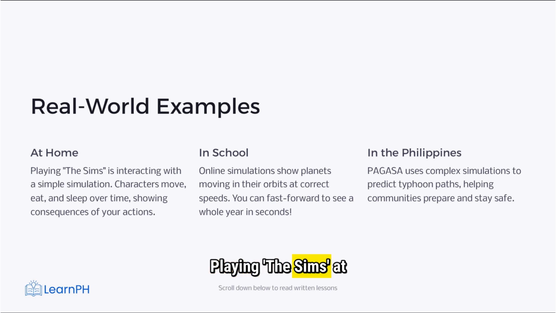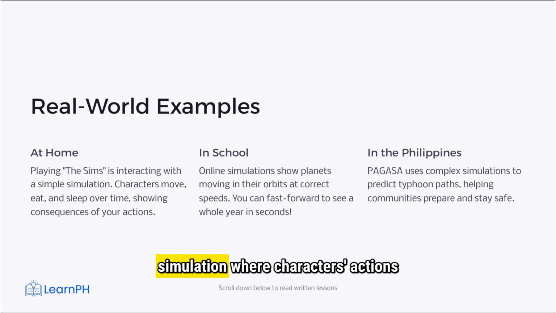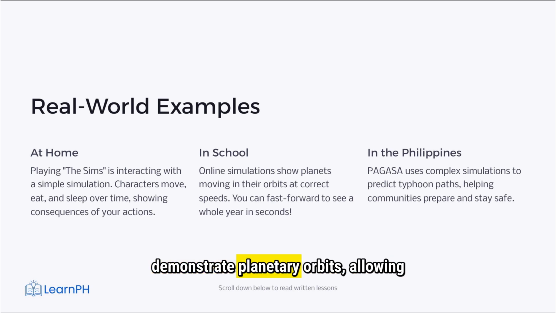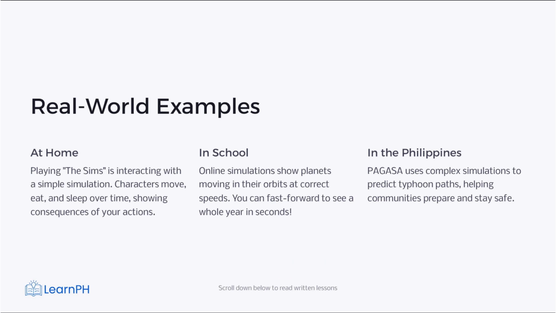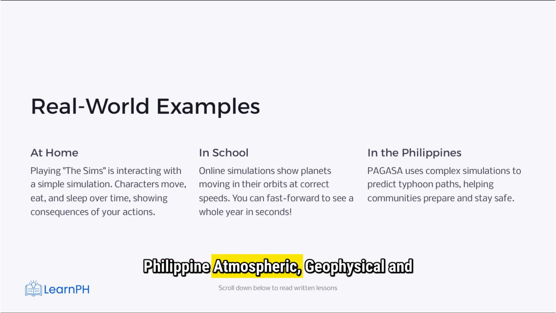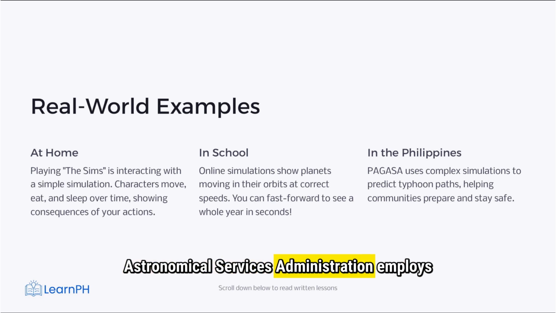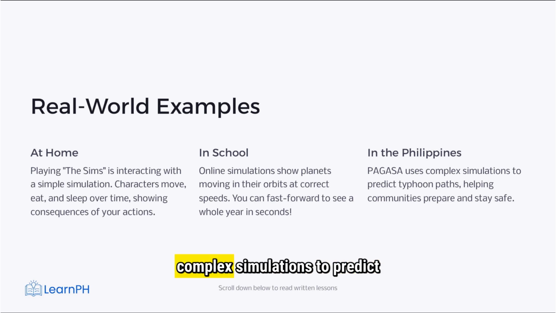Playing The Sims at home is a simple simulation where characters' actions unfold over time. In schools, online simulations demonstrate planetary orbits, allowing fast forwarding to observe yearly changes. In the Philippines, the Philippine Atmospheric, Geophysical, and Astronomical Services Administration employs complex simulations to predict typhoon paths, aiding community preparedness and safety.